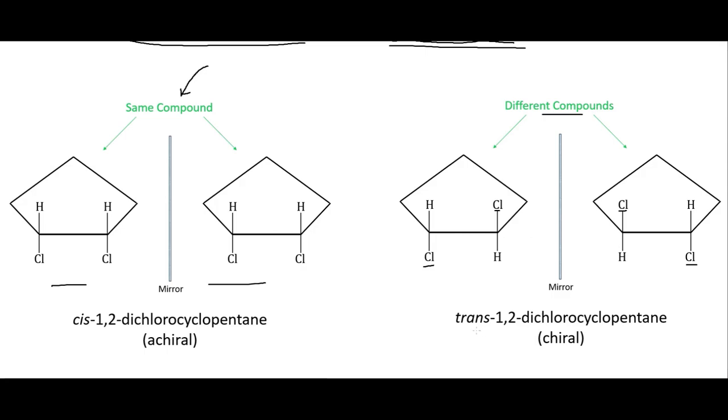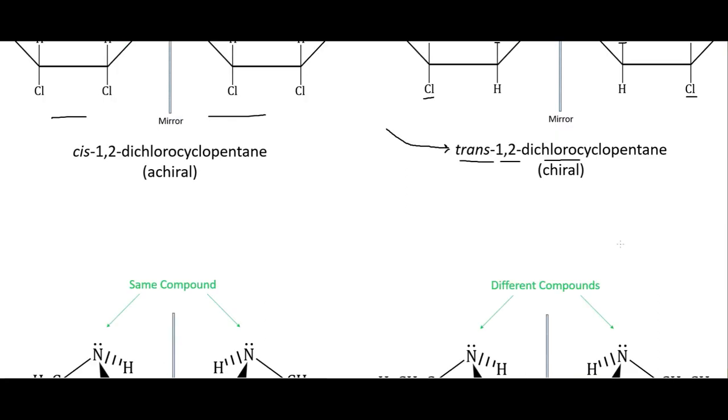And so on here, we're just calling it trans-1,2-dichlorocyclopentane. But as we'll see later in this video, we do actually have naming conventions for differentiating them, and that is the R and S naming convention. This name here doesn't have that in there. But when we are naming these two different compounds, as we'll see, we do have to have that R and S in there to distinguish that these are two different compounds.